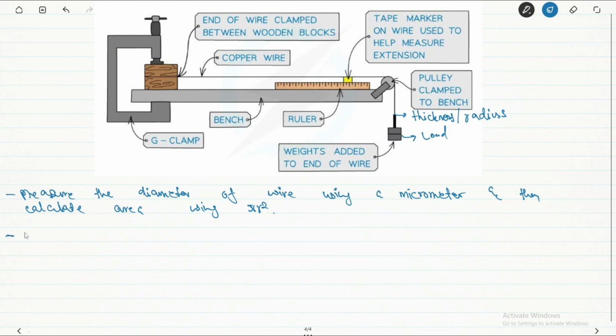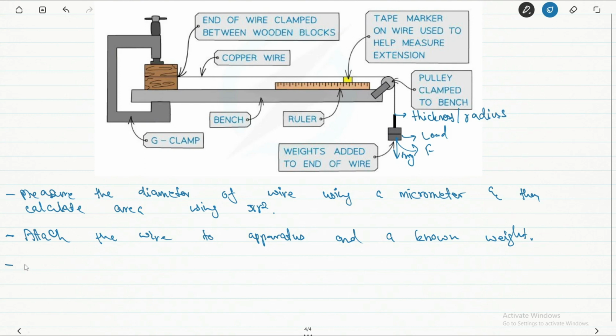Now the second step would be to attach the wire to the apparatus shown, and attach a known weight, right? So the weight must be known, because we need F. This force mg, we need to know this mg because we need F to calculate Young modulus, right? F over A, remember?